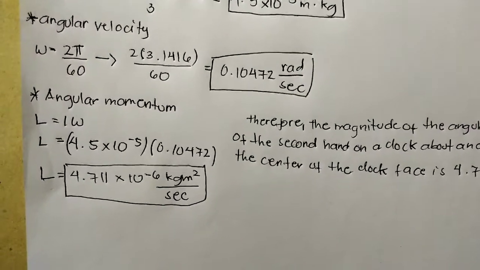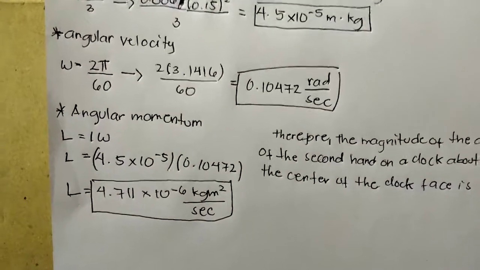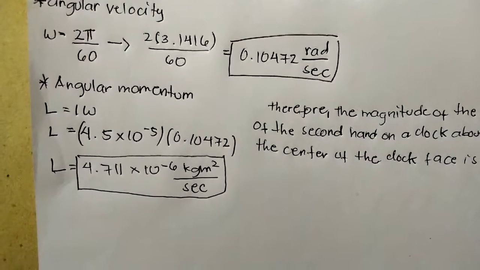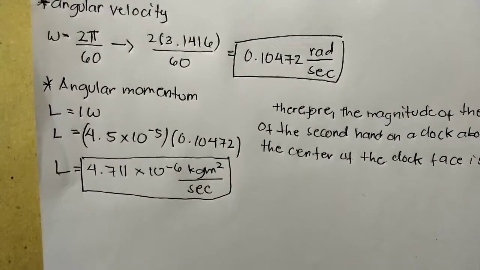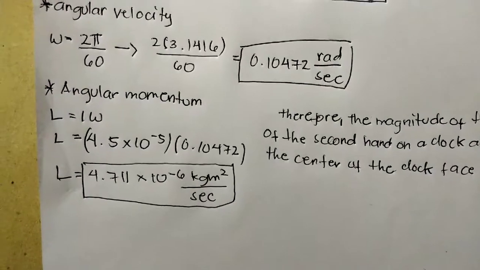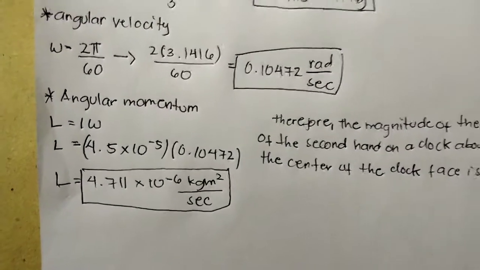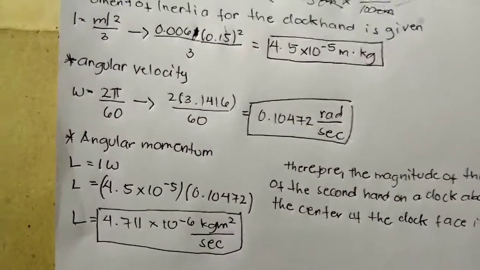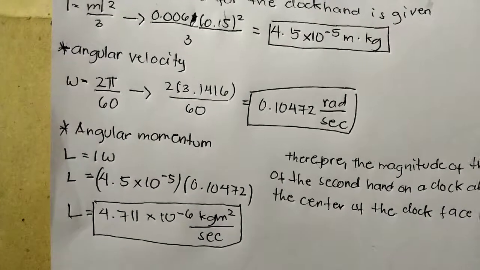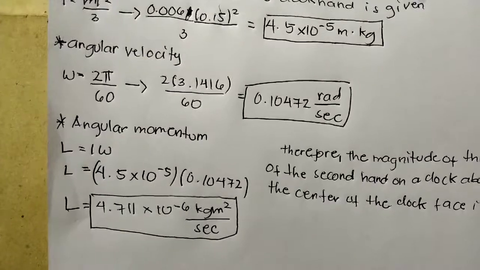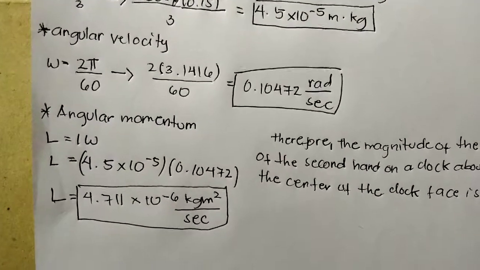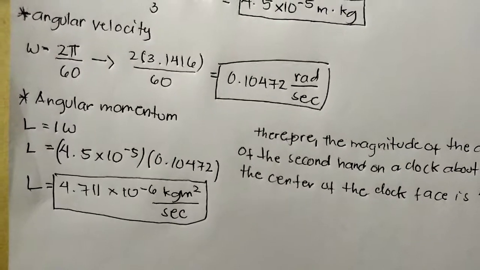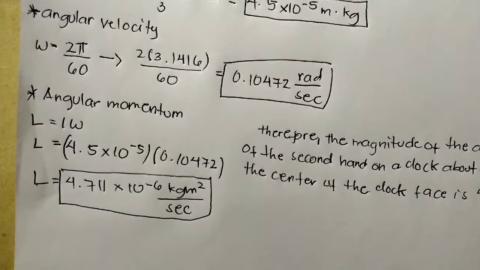To get the angular momentum, we have the values for the formula of angular momentum, which equals inertia times angular velocity. So we just substitute the answer here and the answer here, their values. 4.5 times 10 raised to negative 5 times 0.10472 is equal to 4.711 times 10 raised to negative 6 kilogram meter squared per second.